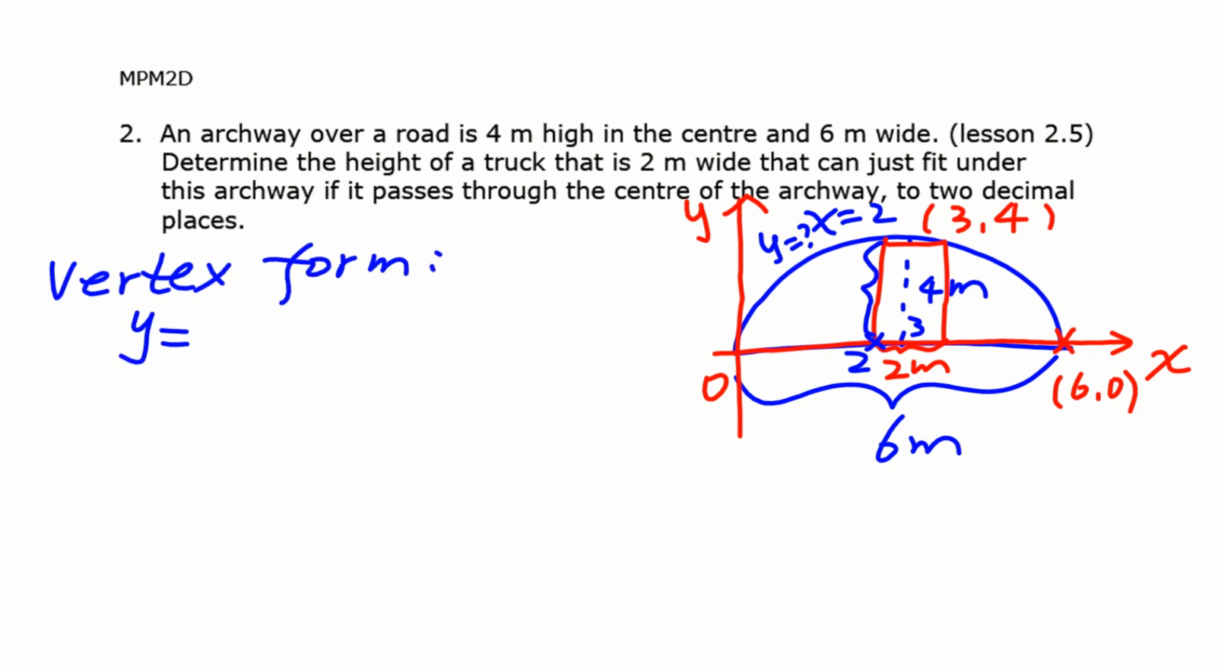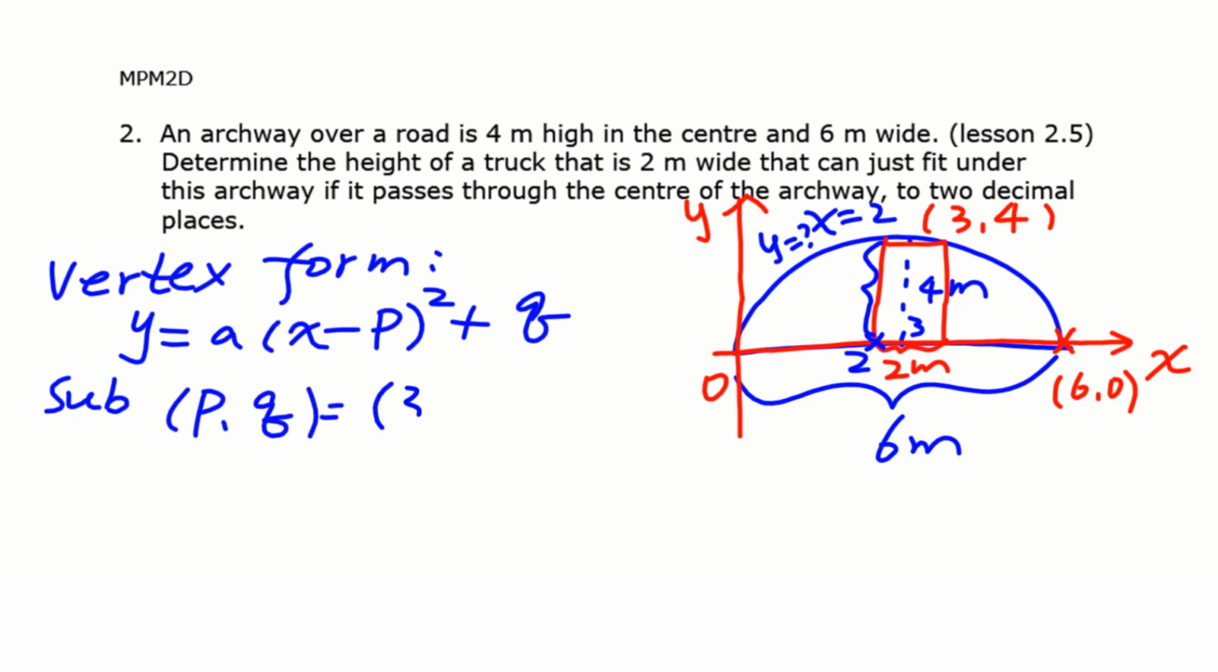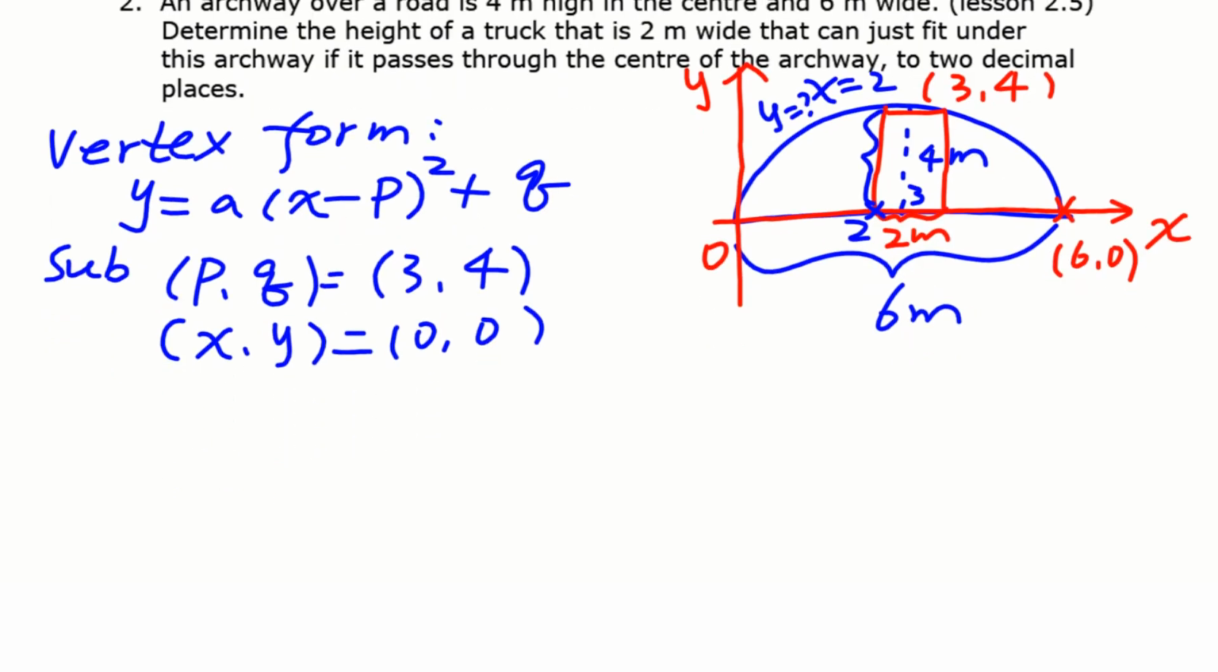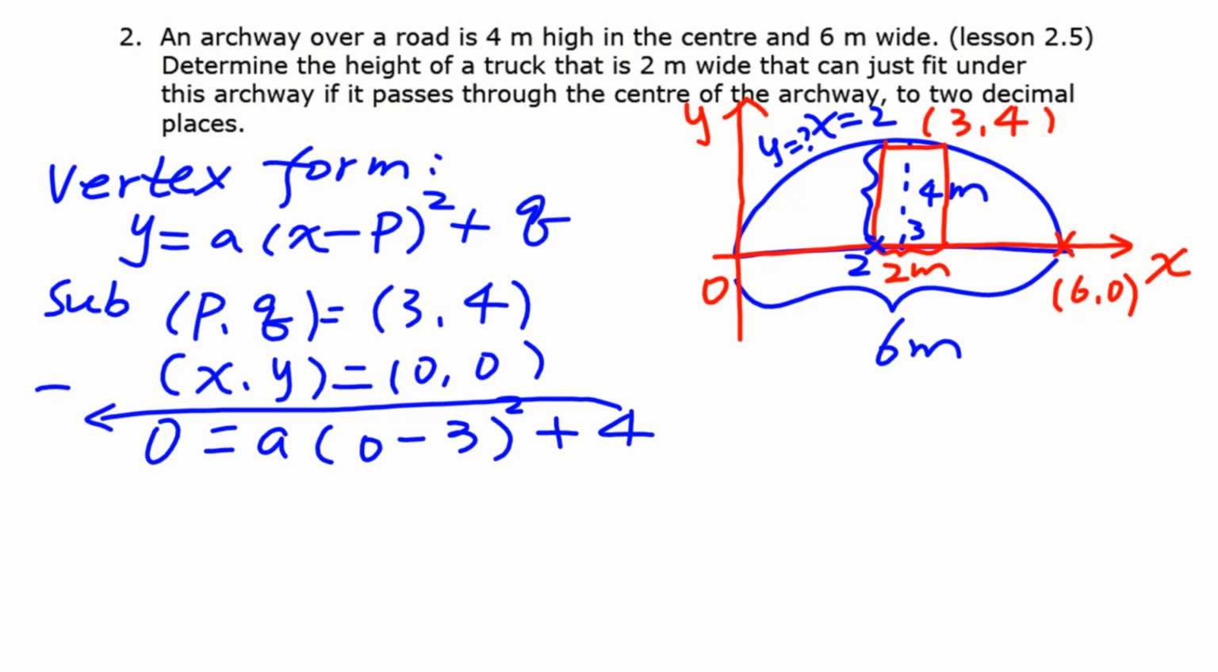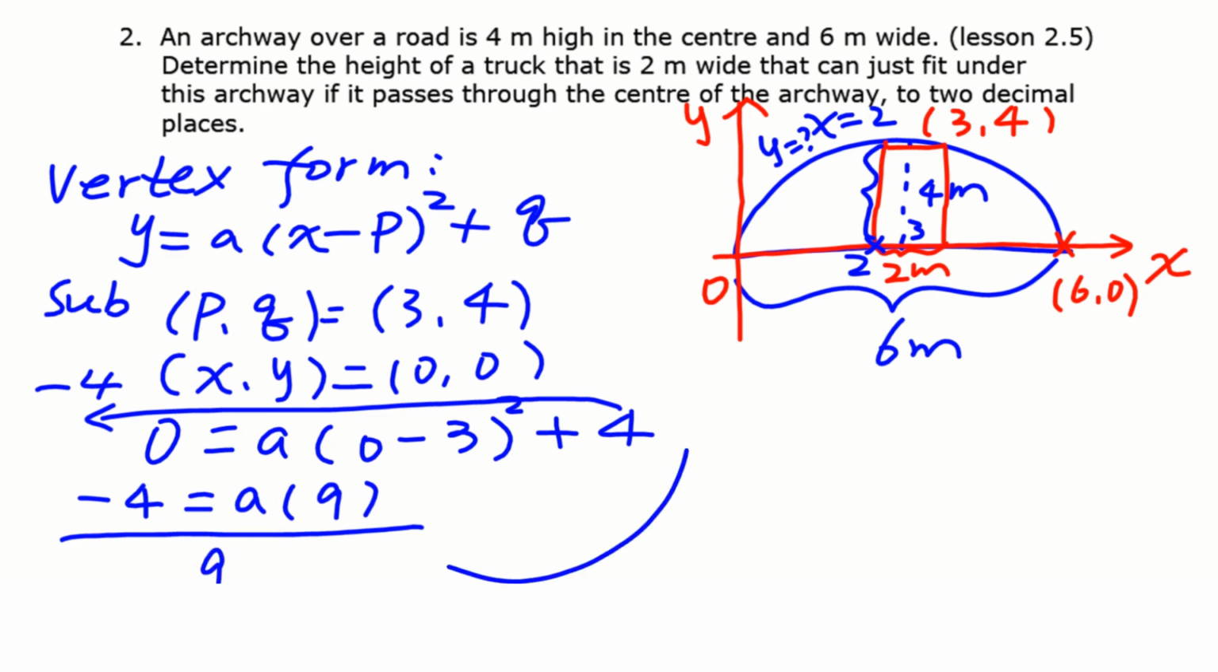So y equals a x minus p squared plus q, that's sub. So pq is the vertex. It's 3, 4. And take another point, 0, 0 or 6, 0 as your xy. Then we are going to solve for the a value. So y is 0, a 0 minus 3 squared plus 4. Then in order to solve for a, move the numbers to the other side by doing opposite operation. Move the 9 to the other side is division, so a equals -4/9.